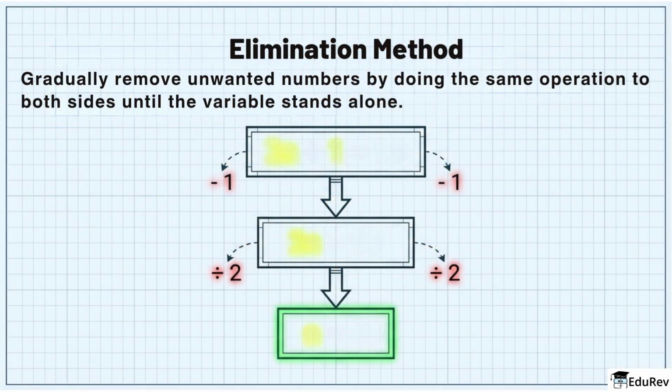That better tool is the elimination method. Here the idea is simple. Remove unwanted numbers step by step by doing the same operation on both sides. For example, if we have 2n plus 1 equals 99, first subtract 1 from both sides. Then we get 2n equals 98. After that, divide both sides by 2. Finally, we get n equals 49. This method is neat, clean, and much faster.